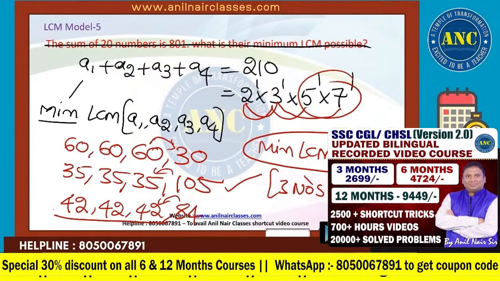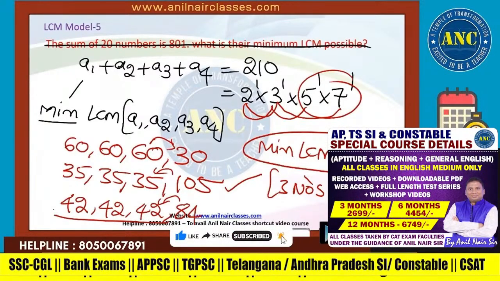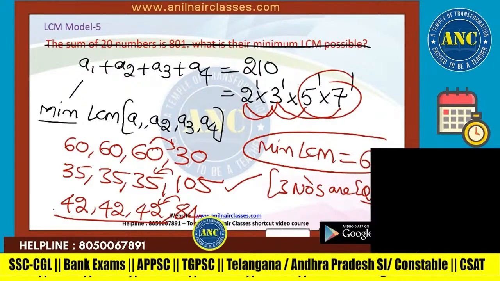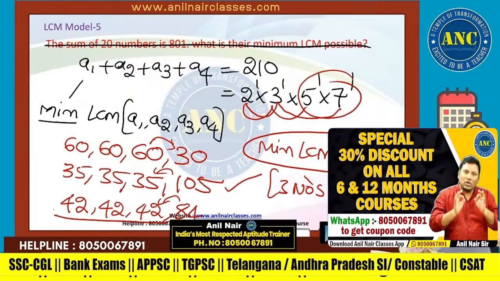7 5s are 35. Give 35, 35, 35, and the remaining 105 to A4. Give 42, 42, 42, remaining 84. Give 60, 60, 60, remaining 30. So the minimum LCM is 60. Please put a star mark on this question.